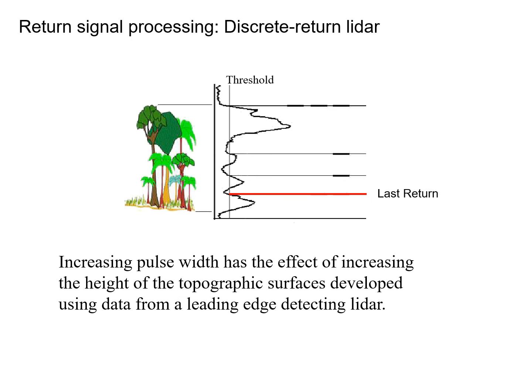So, as I was saying, increasing pulse width or duration has the effect of increasing the height of the topographic surfaces developed using data from a leading edge detecting LiDAR. So that's a major problem. Here you see the waveform being smooth, and it has the same effect as having vegetation in the bottom of the canopy. That signal, because it's smooth, never goes below the threshold, which means it never can then be in the position of increasing over the threshold, and so it's not marked. And so that last return therefore gets bumped up to where I'm showing the red line.